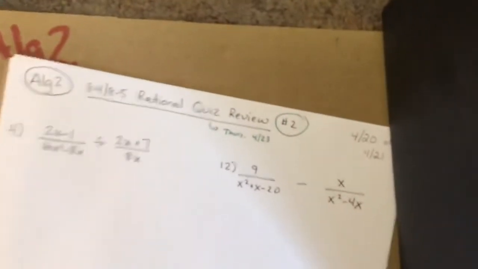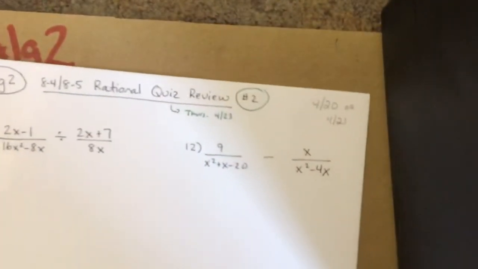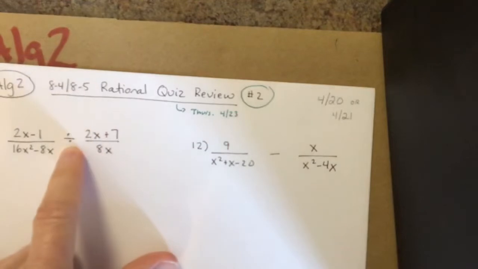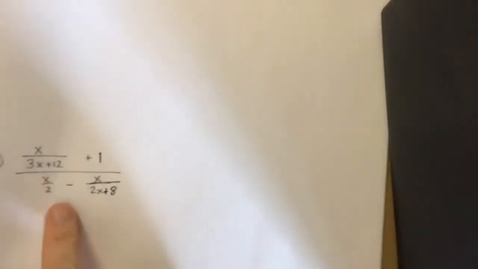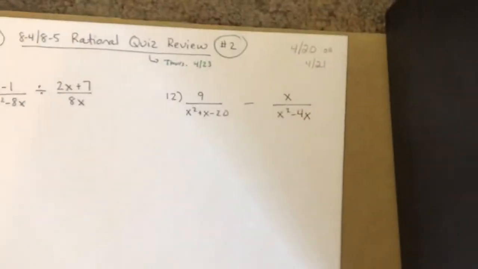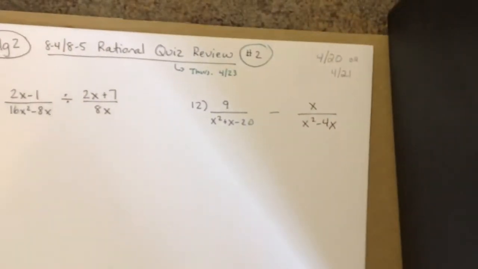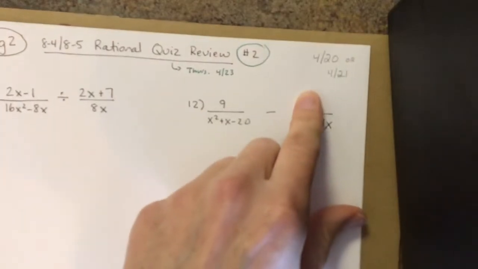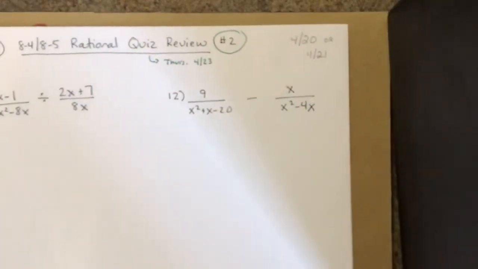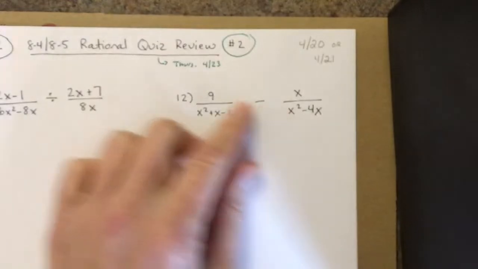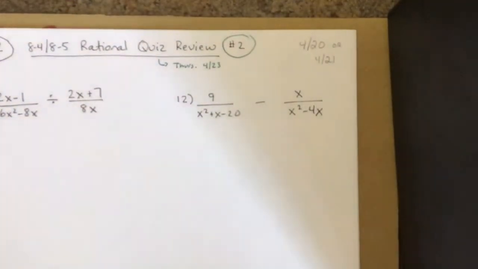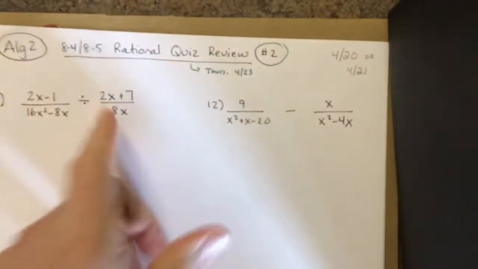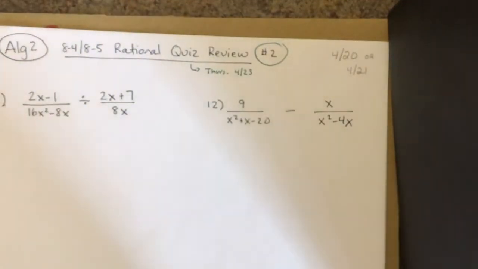Okay. All right. Rationals: dividing, multiplying, subtracting, adding, and complex fractions. That's what we're working on. I plan to post this on Monday, April 20th, but I might wait till Tuesday, but probably not. And the quiz is coming up Thursday of this week. The quiz is over rationals. The first one I'm going to do is a division.